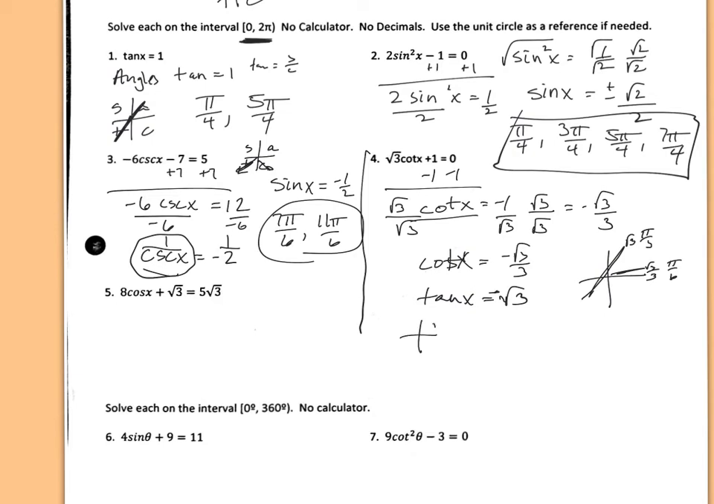Now where is the tangent negative? Here and here. So second and fourth quadrant. So we're at 2 pi over 3 and 5 pi over 3.